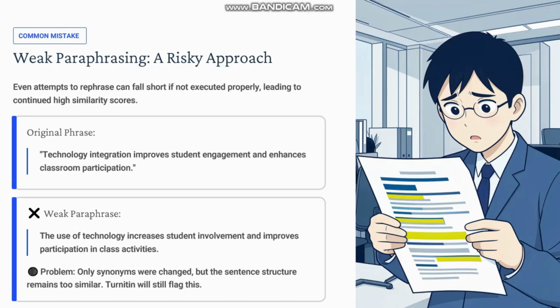All right, so now let's look at this. If we have the original text as technology integration improves student engagement and enhances classroom participation, and the student says the use of technology increases student involvement and improves participation in classroom activities. Yes, he has changed some of the words, used some synonyms, but the structure of the sentence is still the same. So Turnitin is still going to flag this as being similar. You have paraphrased, but it's weak.